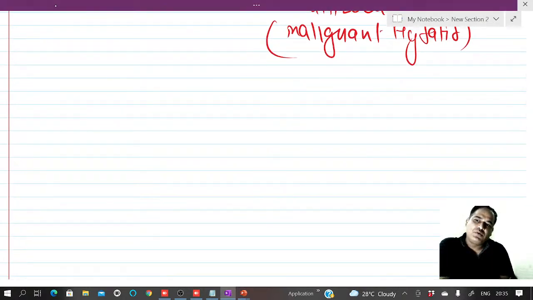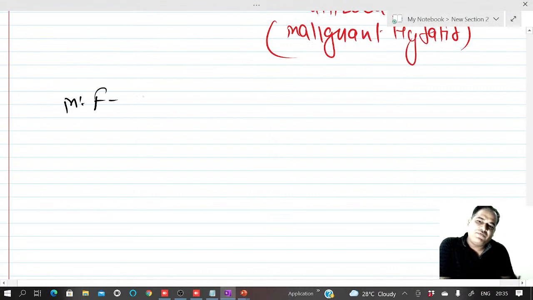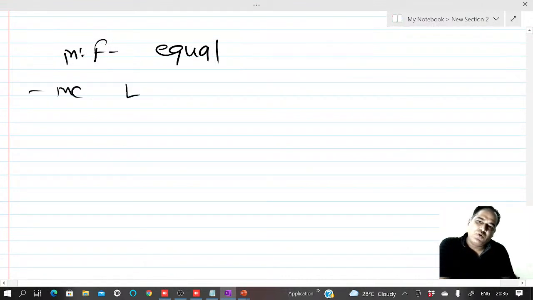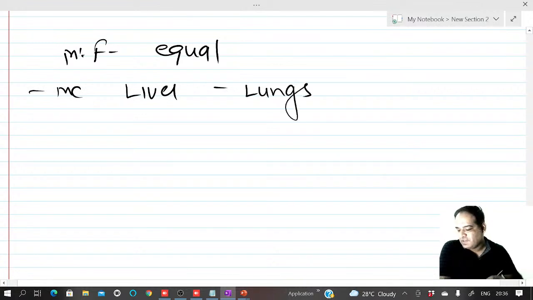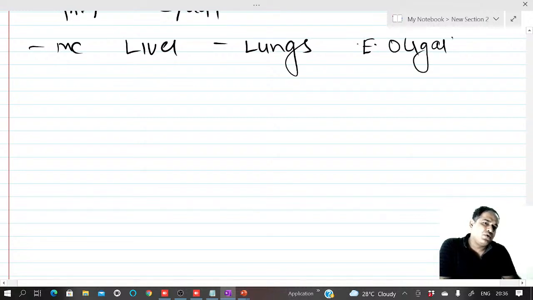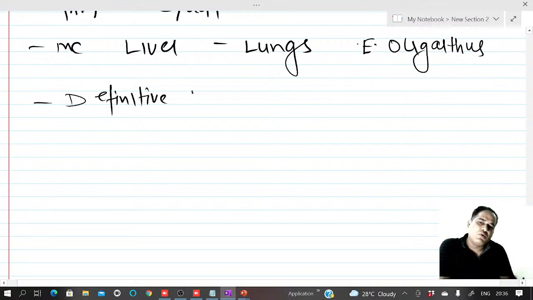Now, we talk about Echinococcus granulosus. Here, the male-female incidence is nearly equal. The most common organ affected is the liver, followed by the lungs. Basically, hydatid cyst can occur anywhere. Fine. It may also occur in people who are having a wild animal. In that case, it is caused by Echinococcus oligarthus. Fine. So, we talk about the Echinococcus which affects humans most commonly.